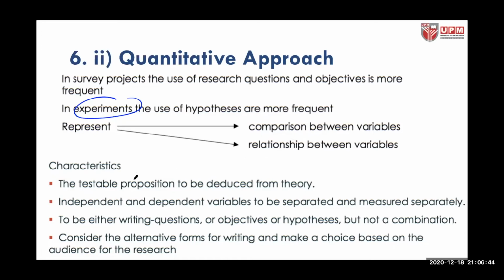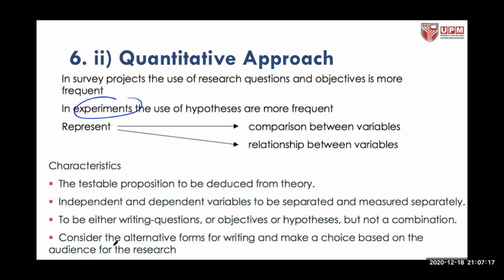The characteristic is basically a testable proposition to be deduced from the theory, with independent and dependent variables, and performance parameters and design parameters to be separated and measured separately. Write either questions, objectives, or hypotheses, but not a combination. Consider the alternative forms for writing and make a choice based on the audience for the research.